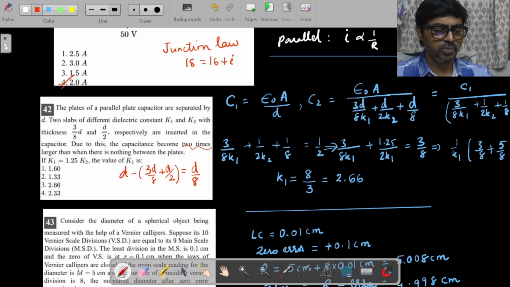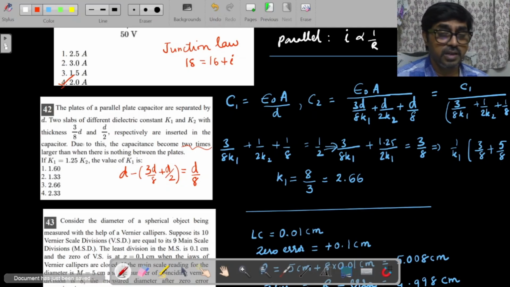You see, separation between the plates is d. Out of that, 3d by 8 and d by 2 is already occupied by these two plates K1 and K2. What is left over in vacuum or in air will be d minus of that, that will be d by 8. So this d by 8 in air, 3d by 8 in K1, d by 2 in K2. And now if you want to find the capacitance when nothing is placed between them, that is the initial capacitance, let us say epsilon naught A by D.